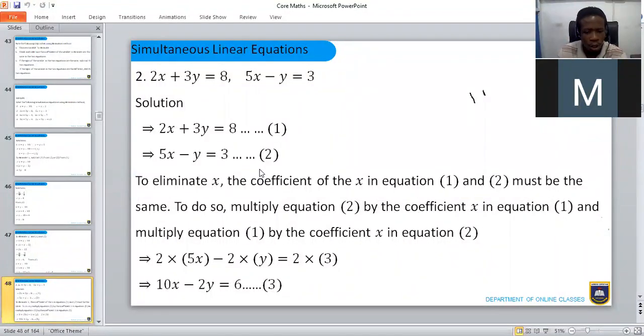So that is going to give us 2 times 5x minus 2 times y is equal to 2 times 3. So I've multiplied the 2, which is the coefficient of x in equation 1, by the whole of equation 2. So I'll get 10x minus 2y is equal to 6. I hope you're okay so far.